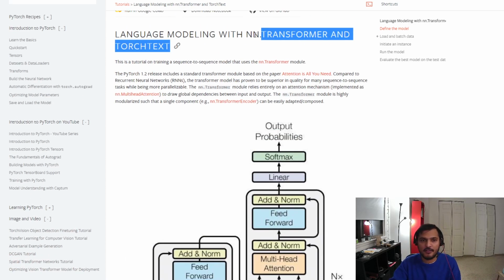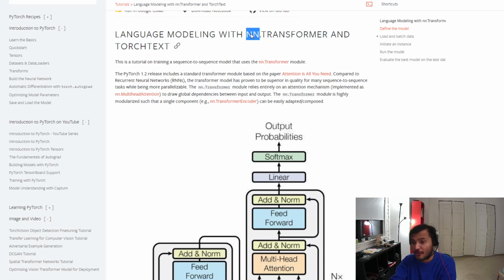This video went on for longer than I anticipated, but I hope I gave you a quick summary of how transformers work. For more details, read the blog. There are plenty of videos. Read the papers, and yeah, that's pretty much it.